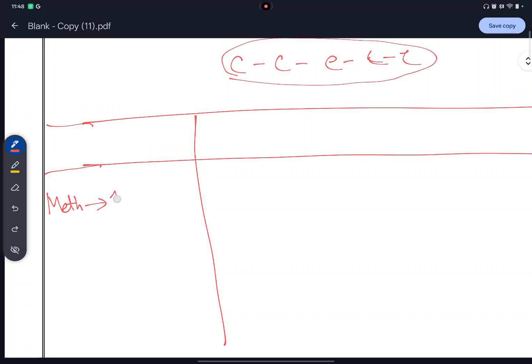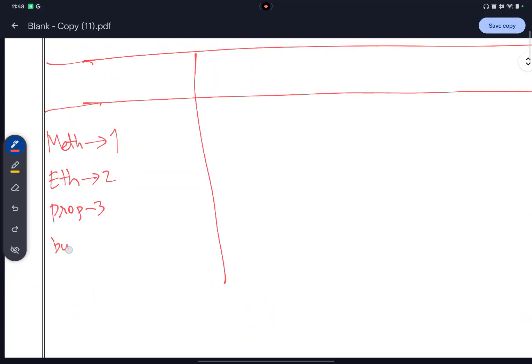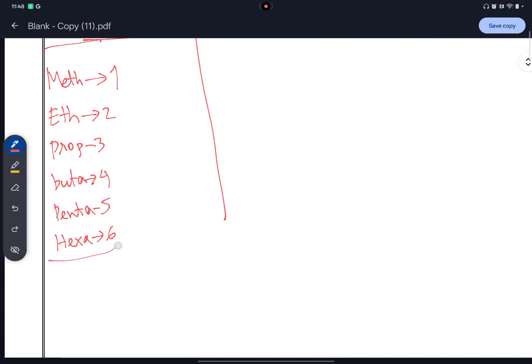So meth means one. Eth means two. Prop means three. Buta means four. Penta means five. Hexa means six. I think you have heard the word hexa, if you are a football fan, whenever you hear the mission hexa or something like that. Next one will be hepta, meaning 7.